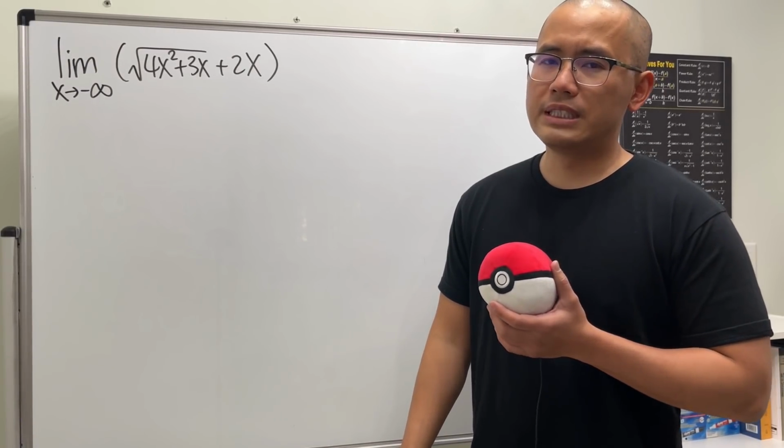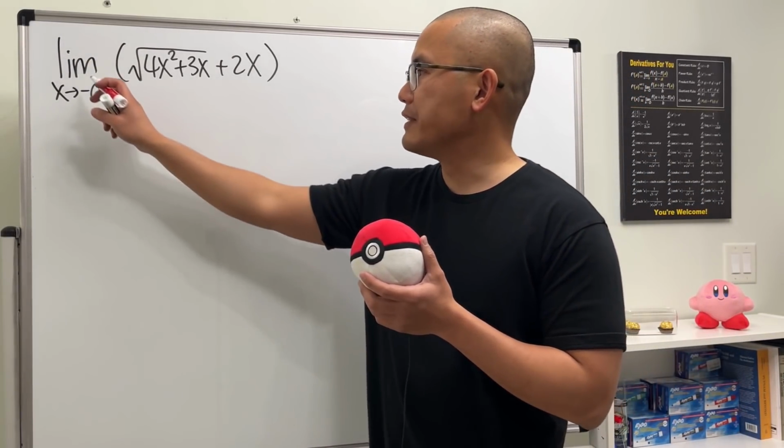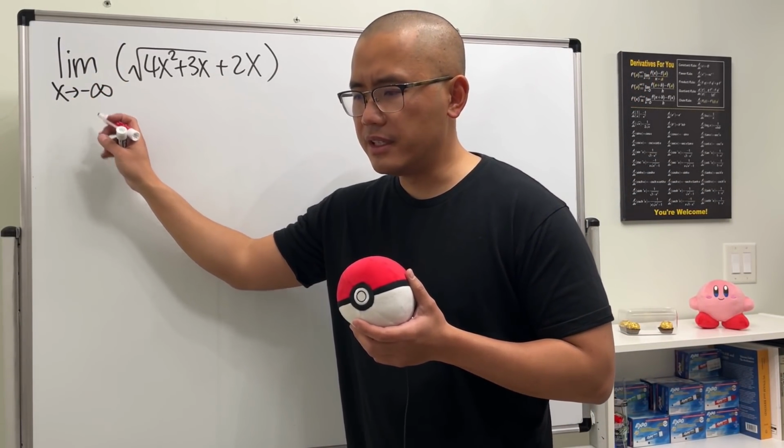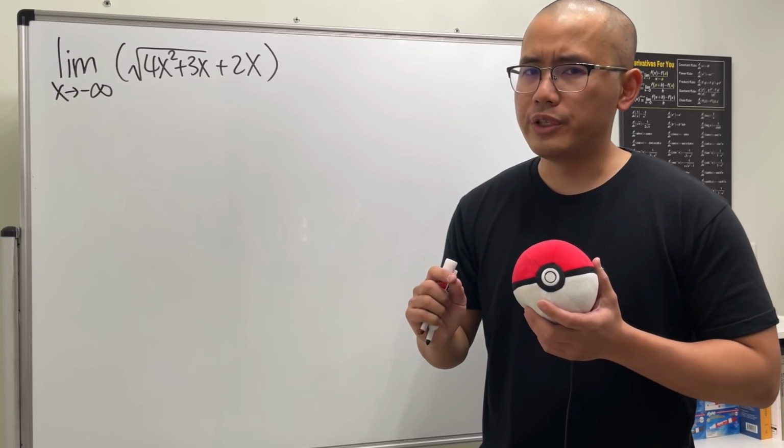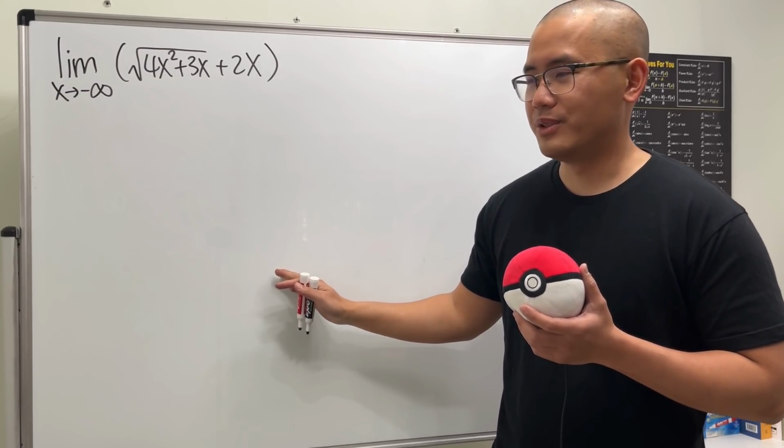So this example is similar to the previous one, but here we have the limit as x approaching negative infinity. This one is a little bit trickier. I will tell you guys what to pay attention to later on.